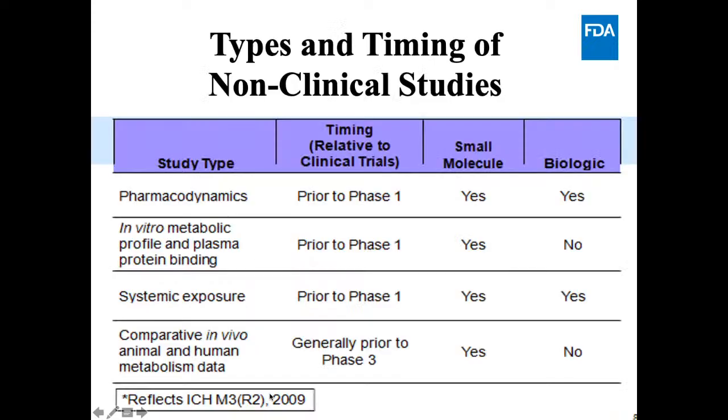ICH S6. Then types and timing of non-clinical studies: pharmacodynamics, in vitro metabolic profile and plasma protein binding, systemic exposure and comparative in vivo animal and human metabolism data. So prior to phase 1 and generally prior to phase 3.